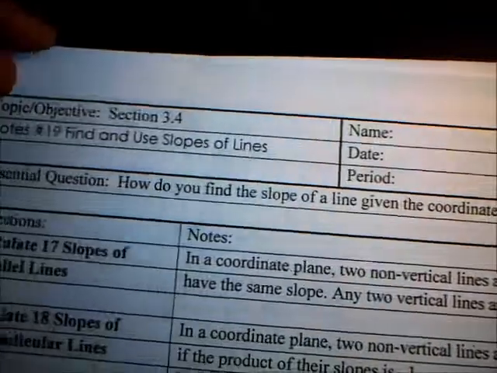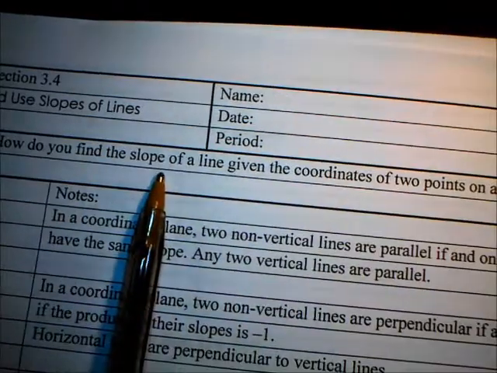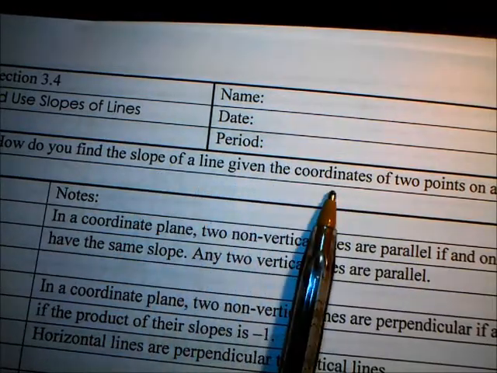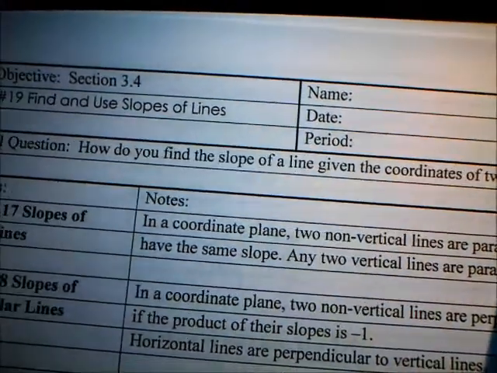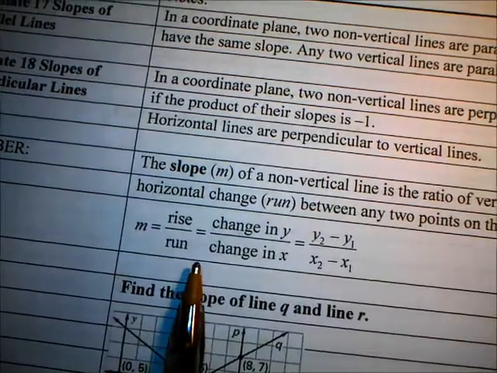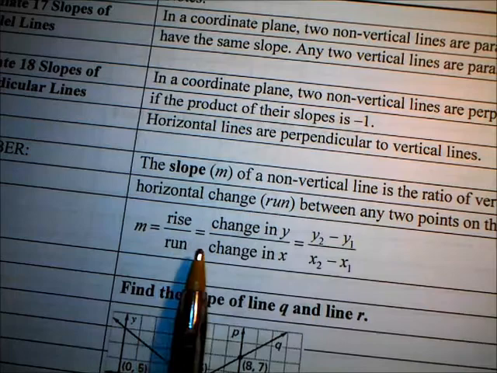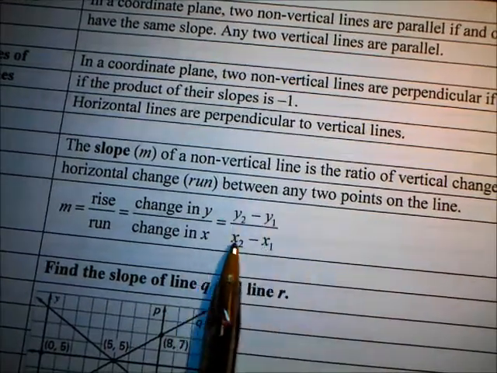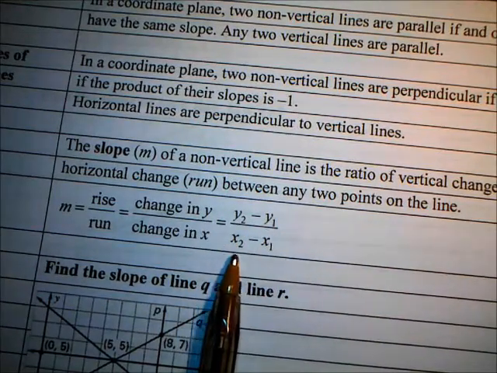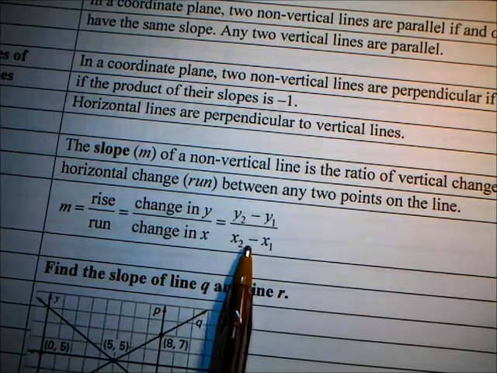the line? And the way to find the slope of a line given the coordinates of 2 points is to plug it into the slope formula, that is the rise over run, or the formula y2 minus y1 divided by x2 minus x1.